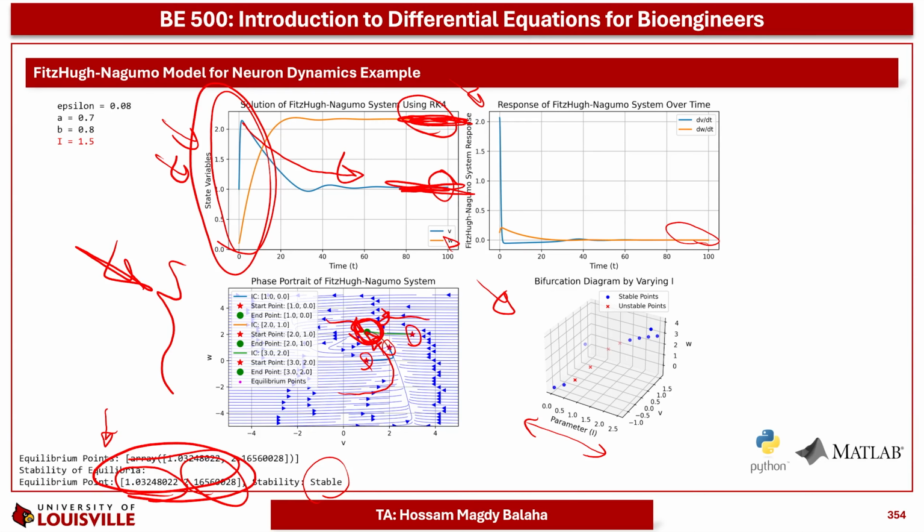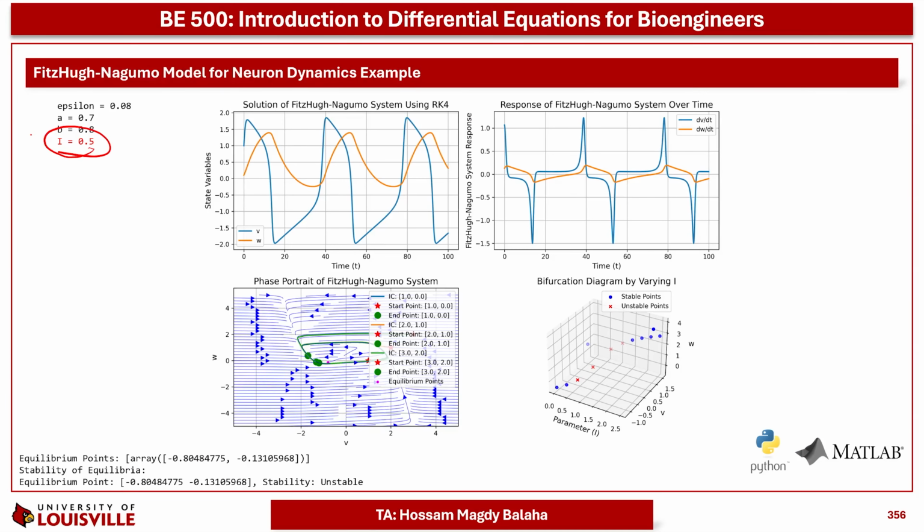And also you can say that at external force of 0.5 you may reach instability or periodic behavior. So if you change I as an external force from 1.5 to 0.5, the behavior will change from being stable to unstable. As you see, the equilibrium point will be unstable.